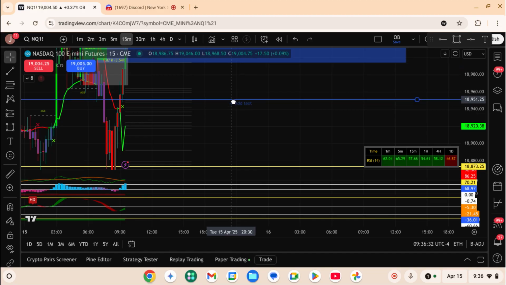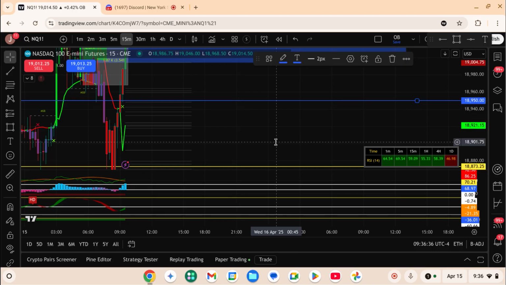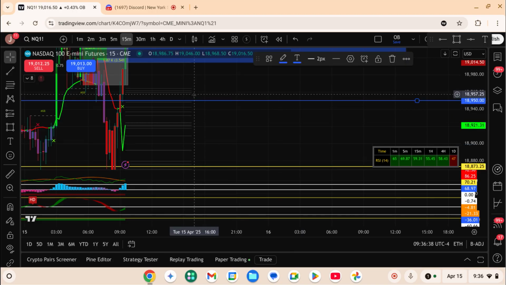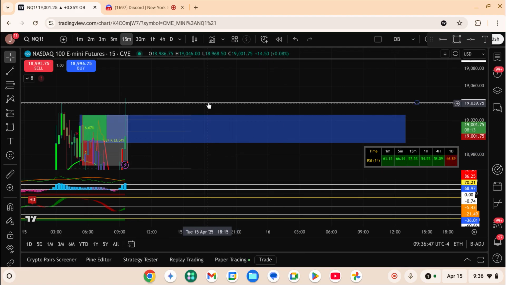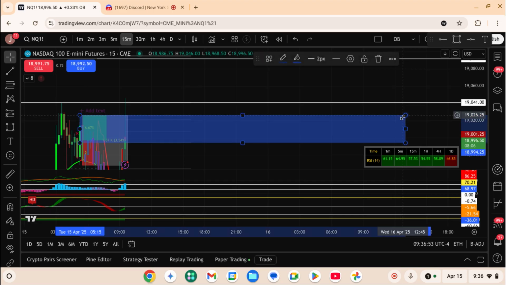So let's do that right there. Shorts below here, longs above here, just in case I'm not on here by the time this setup presents itself.